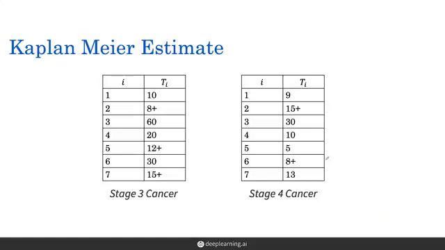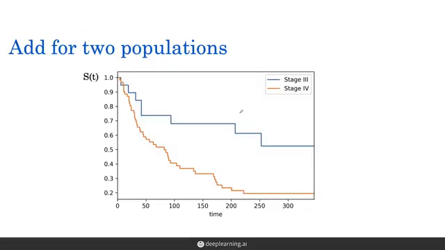We can compute the Kaplan-Meier curves or the survival curves for two different populations and compare them against each other. So for example, let's say we wanted to know the prognosis for patients with stage 3 cancer and with stage 4 cancer. We can build two separate survival functions using the Kaplan-Meier estimate, and we can graph the Kaplan-Meier estimates for the survival on the same plot.